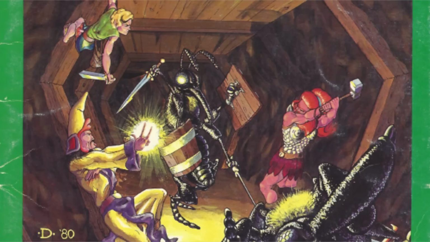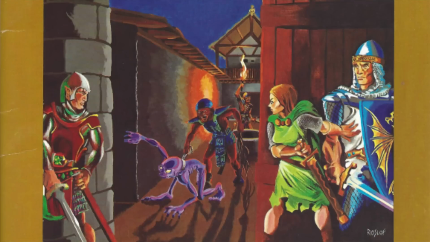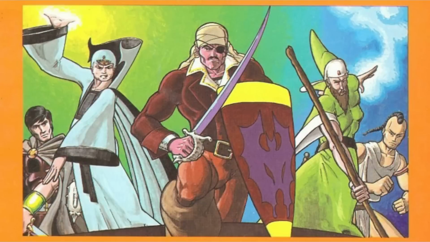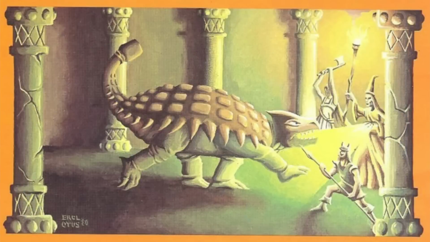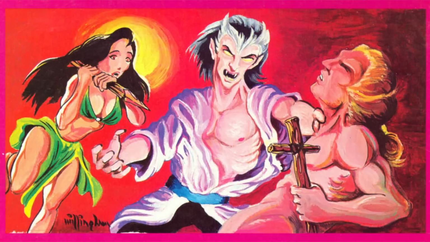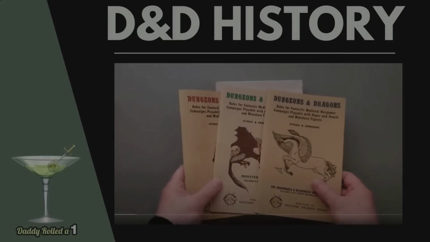Captured, stripped of your weapons, trapped beneath a crumbling city with only your wits and the dice to survive. This was the nightmare players faced when TSR unleashed the Slave Lords series of modules in 1980. I'm diving deep into D&D's most iconic adventures, starting with A1 through A4, the brutal, brilliant modules that changed tournament play forever. Let's uncover their history, the legends behind the creators, and why these adventures still haunt players to this day. Today on Daddy Rolled a 1.